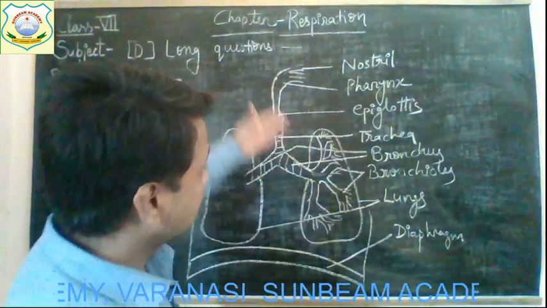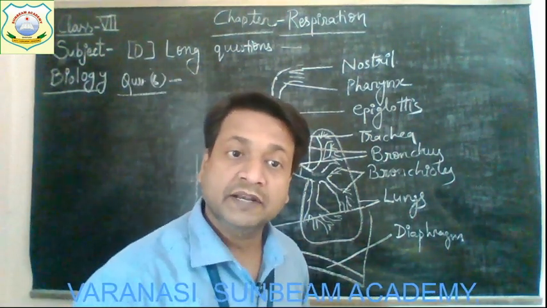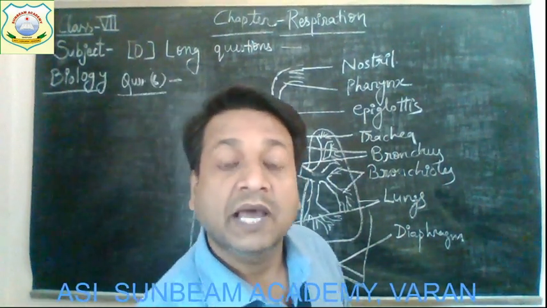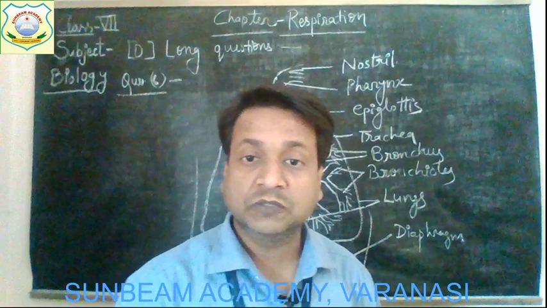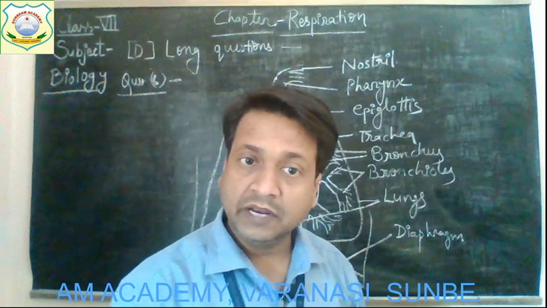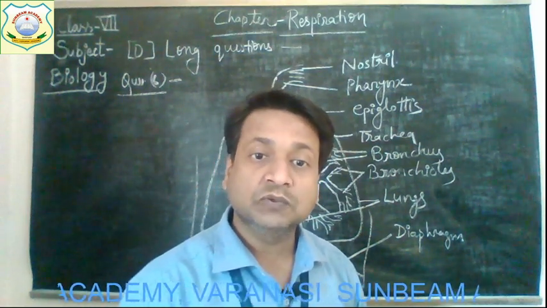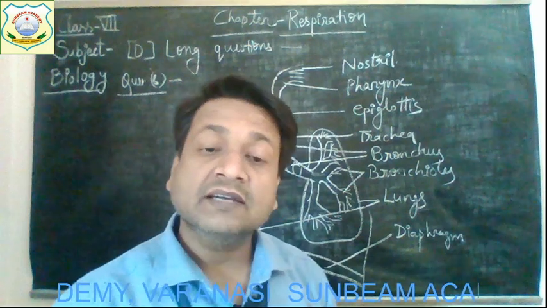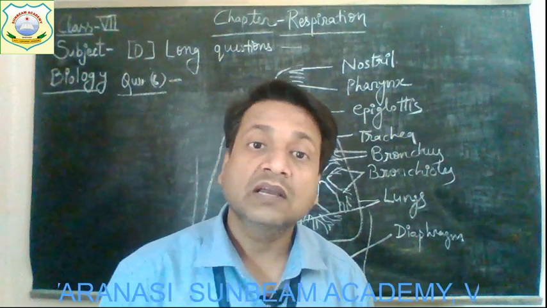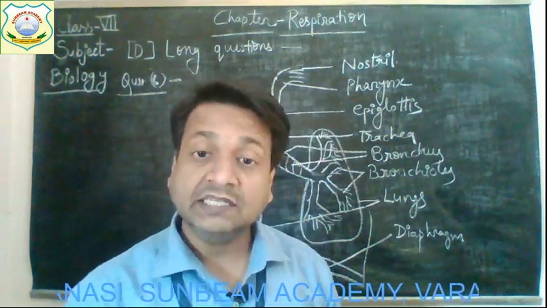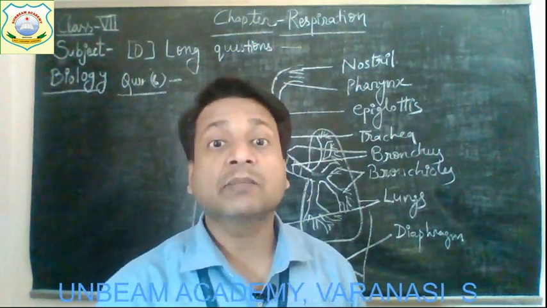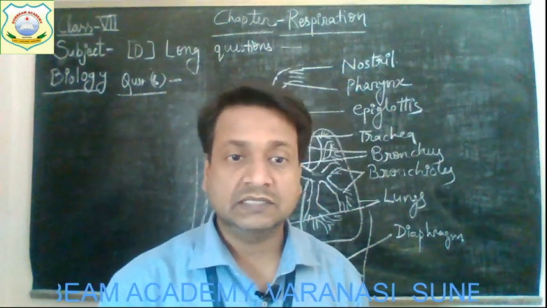Okay children, so this is the structure of the human respiratory system. Now in the lungs, each bronchus branches out into smaller tubes, and these tubes are known as bronchioles. At the end of these tubes, tiny air sacs are present, and these tiny air sacs are called alveoli, and each lung contains about 300 million alveoli.